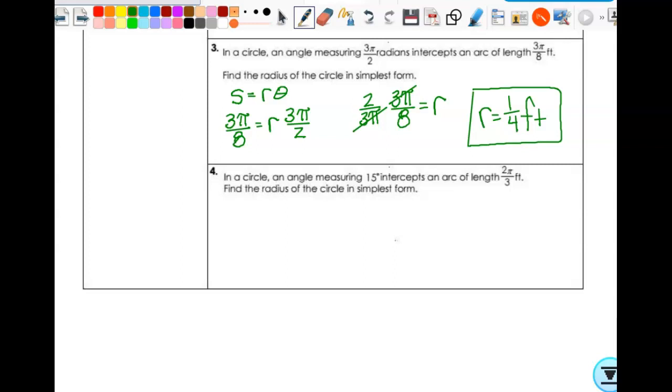All right, so in number 4, it says an angle measuring 15 degrees intercepts an arc length of 2 pi thirds feet. Find the radius of the circle in the simplest form. Okay, so that's in degrees. We need to be working in radians. So I could use the conversion formula. If I wanted to convert that to radians, what do I multiply by? It's either 180 over pi or pi over 180. Which one would it be?